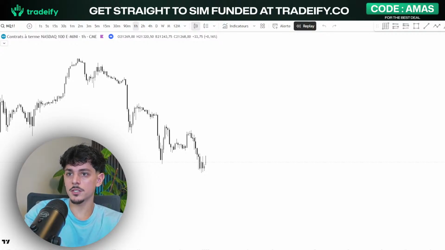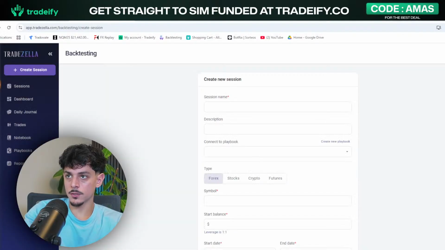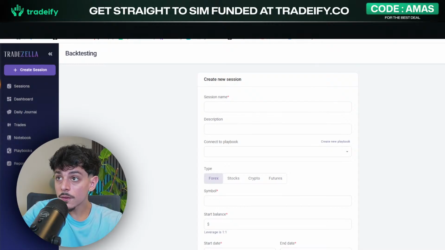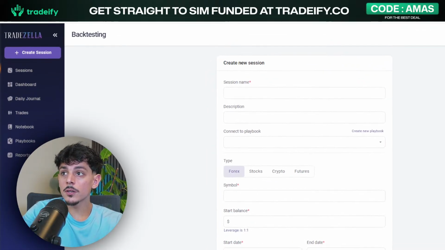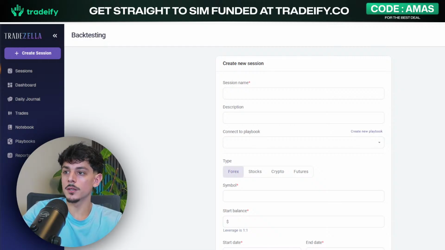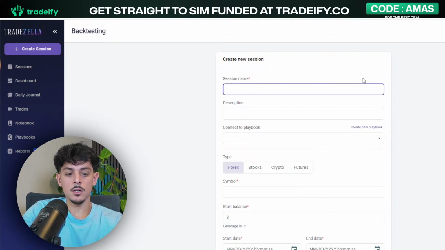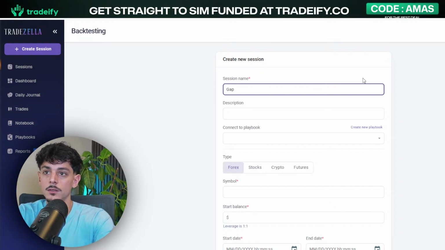Backtesting. So boom, create a session. We're gonna do it together. Right here, backtesting, Google Chrome, bring it all the way up like that. Perfect. So we're going to launch a backtesting session. How are we gonna call it? We're gonna call it gap fill IFVG strat.